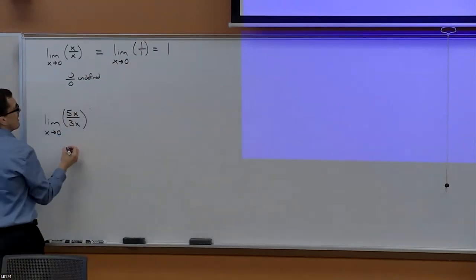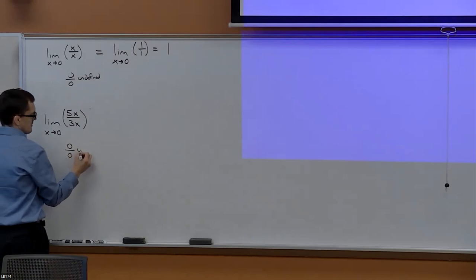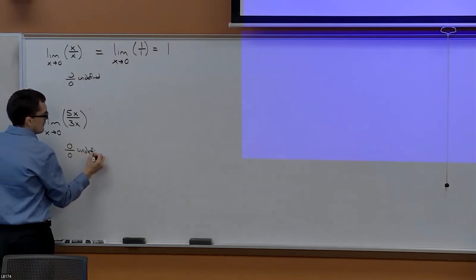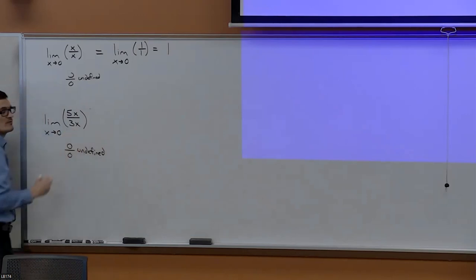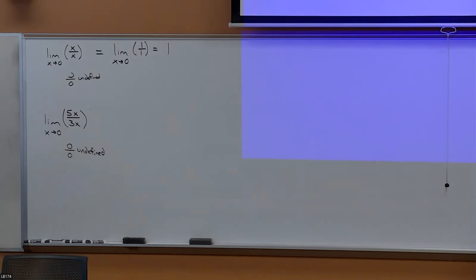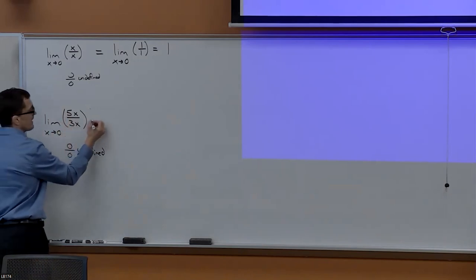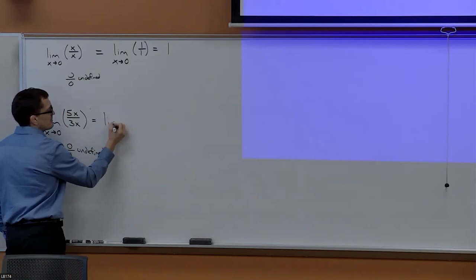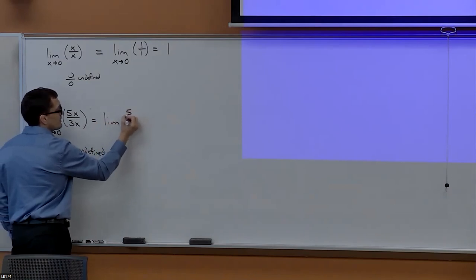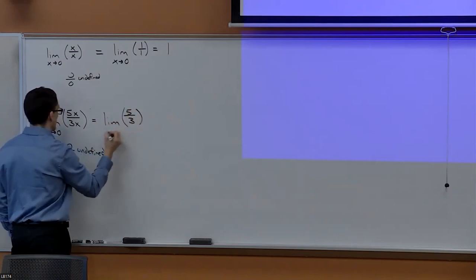Now, not every undefined fraction is going to end up with limit of 1. If I take limit as x goes to 0, 5x/3x, algebraically simplifying 5x/3x gives me 5/3.